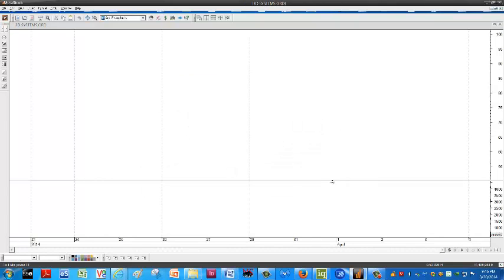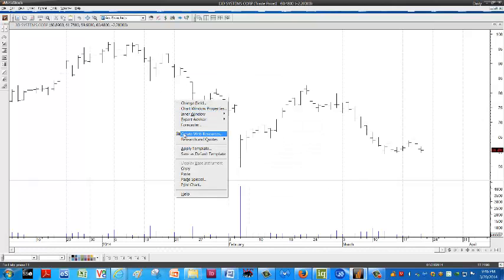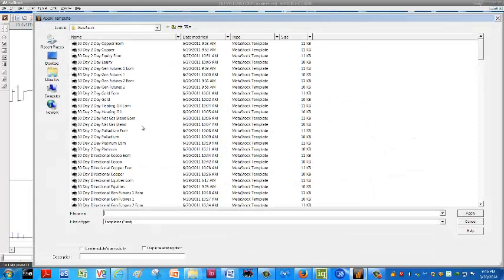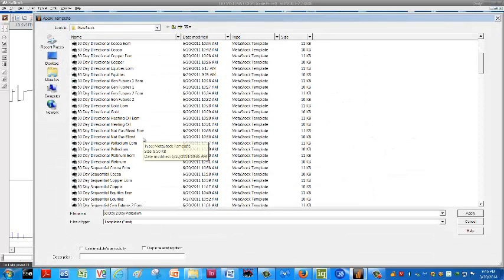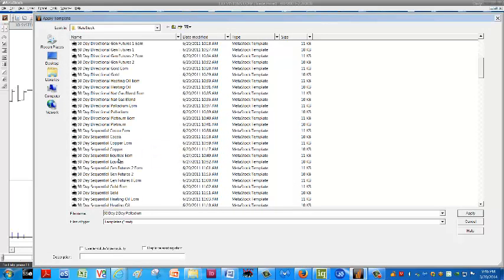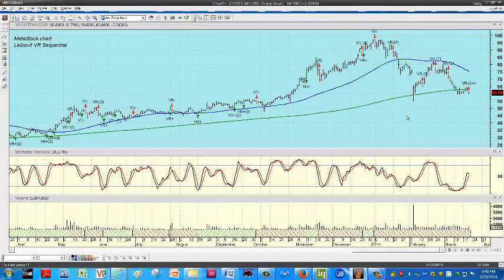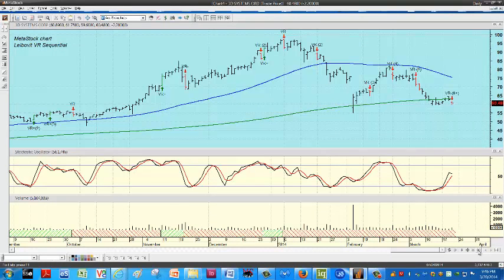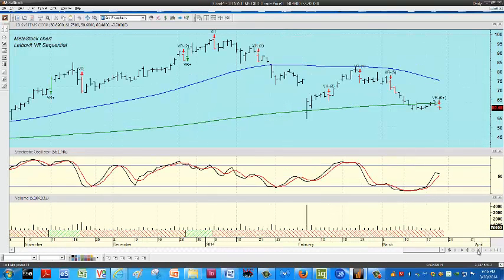I have my own little templates here that I apply. They have a little coloring in the background, and I do that so it's more easily presentable on these webinars. So I have a 50-day version, which is basically the 50-day moving average, the blue line, and the green line being the 200-day moving average. So it's clear that 3D Systems has been negative.